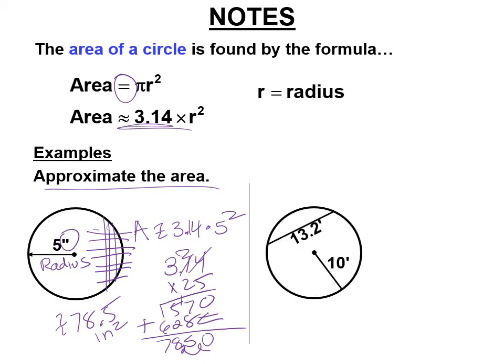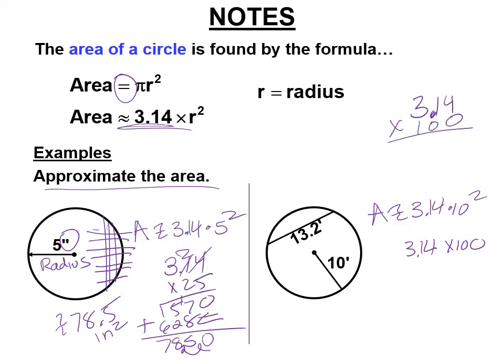Right, so it's area approximately 3.14 times the radius squared. Which of those numbers is the radius? 10, right? So it's times 10 squared. What's 10 squared? 10 squared is 100, right? So 3.14 times 100. Now, you can go do that, but when you multiply by 10, you move the decimal once. And you multiply by 100, you move it twice. The answer is going to be 314, but let's prove it to you.